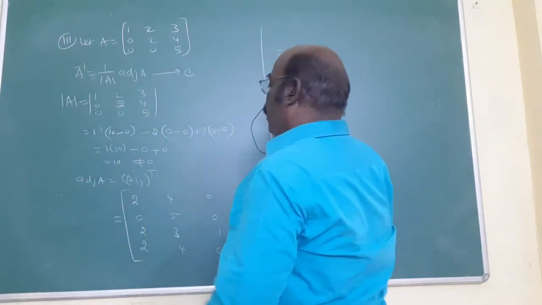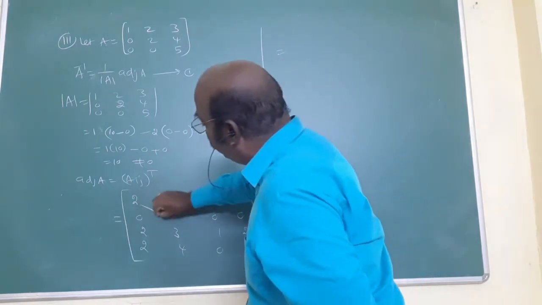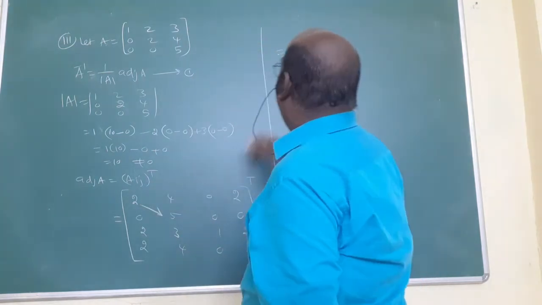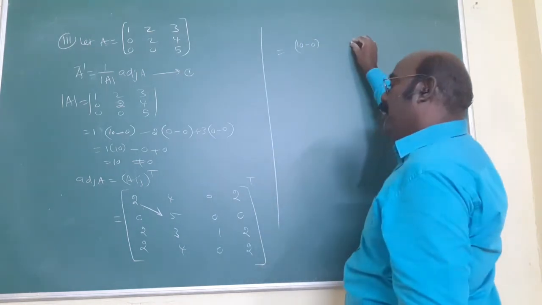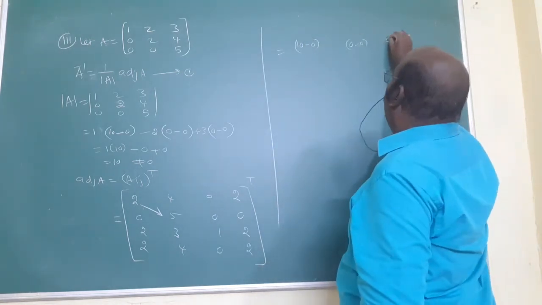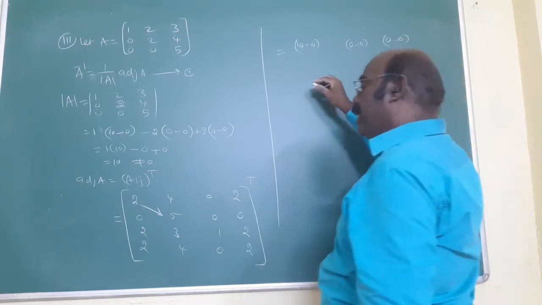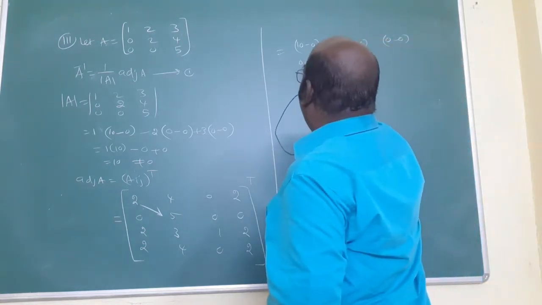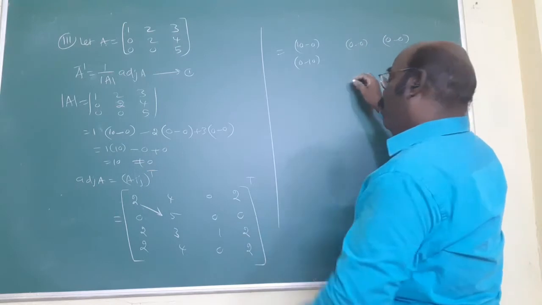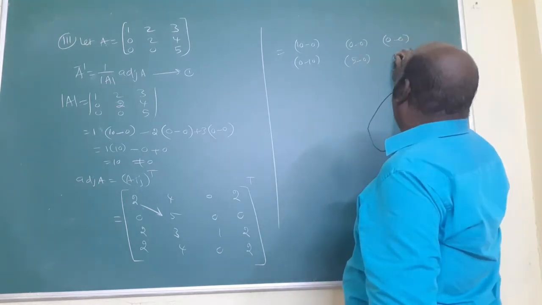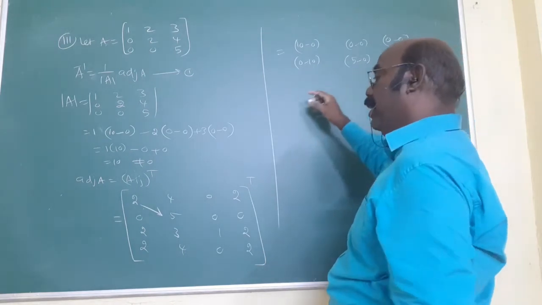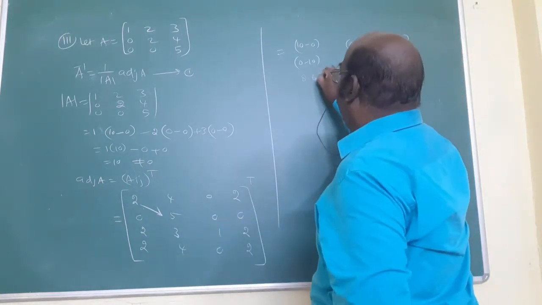Now simplify. Cross multiply. 10, 10 minus 0. Next set: 0 minus 0, 0, 0. Next set: 0 minus 10. Here 5 minus 0. 0 minus 0. Next set: 8 minus 6. Am I correct?